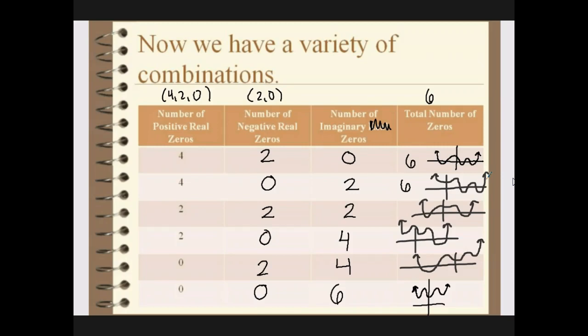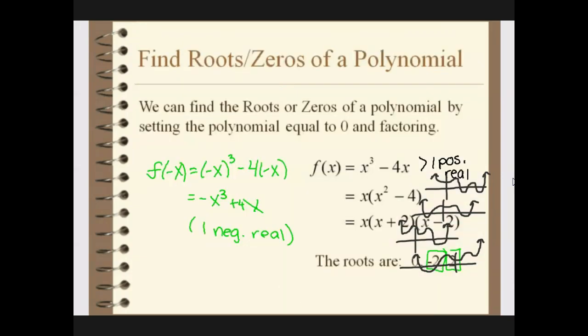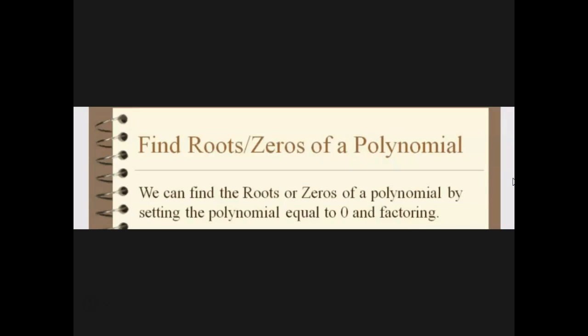Okay? So a lot of times we're going to try to determine the number of negative and positive reals so we can determine the number of imaginary. Not all of them are going to be as complex as this, but you can see that we have 6 total different combinations of real and imaginary zeros. Okay, so let's look at that next example.